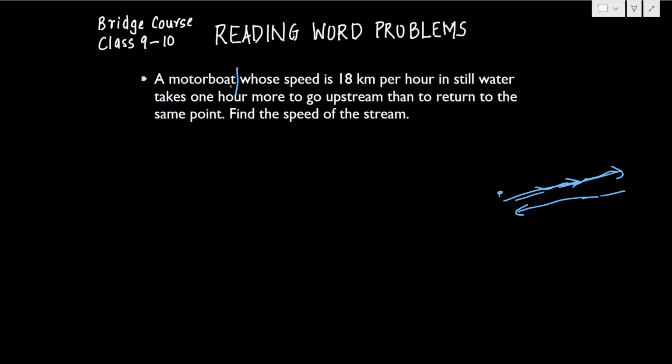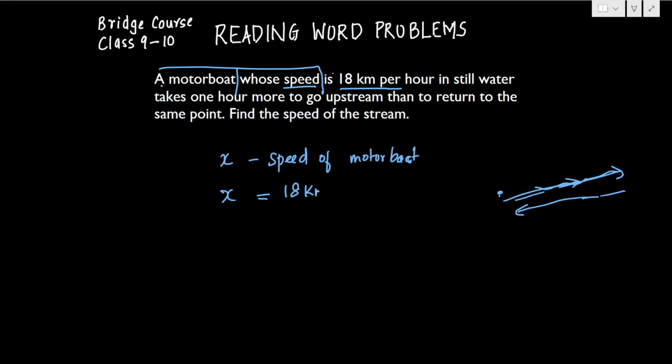Okay, first we have a motorboat. That is a thing. But what is related to the motorboat? Speed. So the speed of the motorboat is a thing. So let us say x is the speed of the motorboat. So now the speed of the motorboat is equal to, is means equal to 18 kilometers per hour. 18 kilometers per hour in still water.